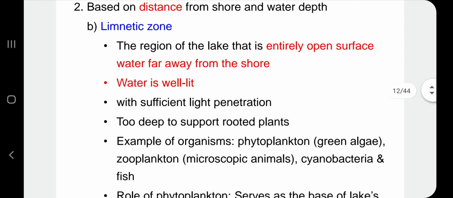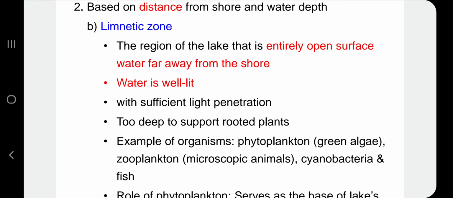So we have limnetic zone. For limnetic zone, the region is entirely open surface water which is far away from the shore. Okay, kawasan dia terbuka sahaja, tidak tertutup sebab dia di tengah tasik kan. And then water is well lit, which is similar to the first zone, littoral zone. Water is well lit, tidak dihalang oleh apa-apa, so memang disimbahi cahaya lah. Okay, and then sufficient light penetration, but this zone is too deep to support rooted aquatic plants. Okay, so tidak jumpalah plants dekat kawasan limnetic ni sebab dia terlalu dalam. Okay, so bila terlalu dalam, plant dia nak ditanam dekat tanah yang terlalu dalam pun dia mungkin takkan hidup lah.